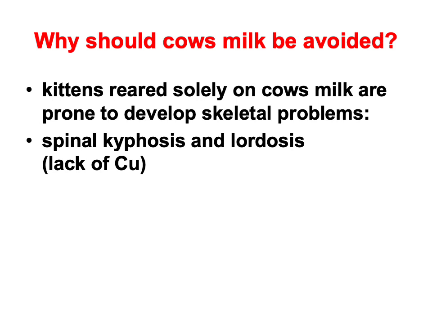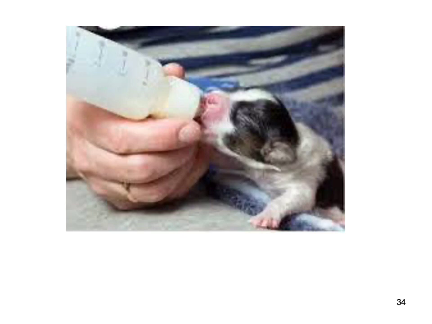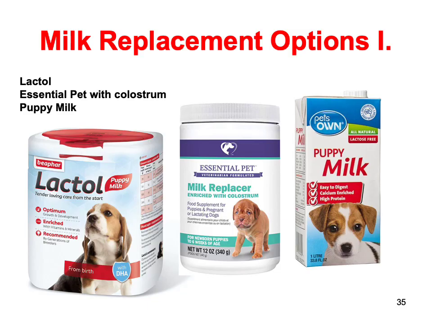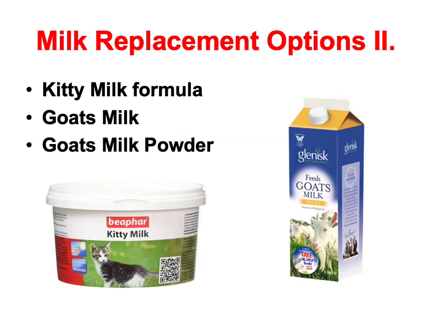I will show you some pictures, but before that, some milk replacers from the market ready to use. For example, you have the milk replacement options for puppies: the Lactol, the Essential Pet with colostrum, and the Puppy Milk. I do not intend to be comprehensive, of course. And you can see for the kittens, the Kitty Milk formula or goat milk and goat milk powder.